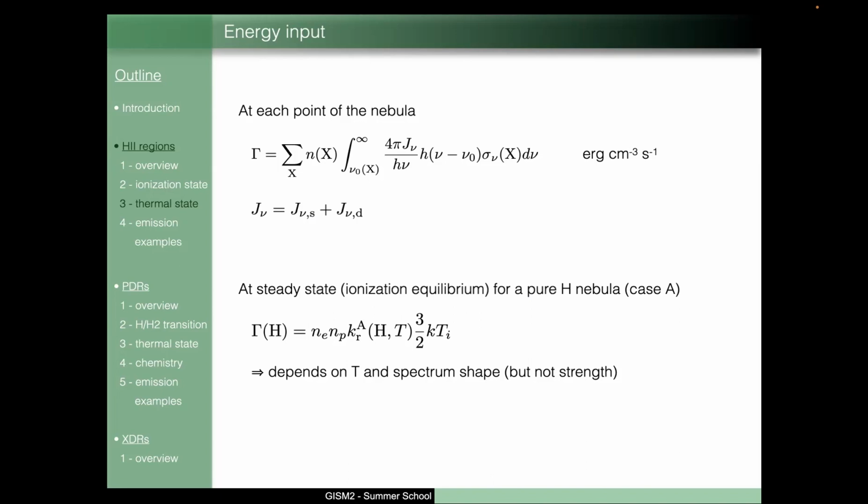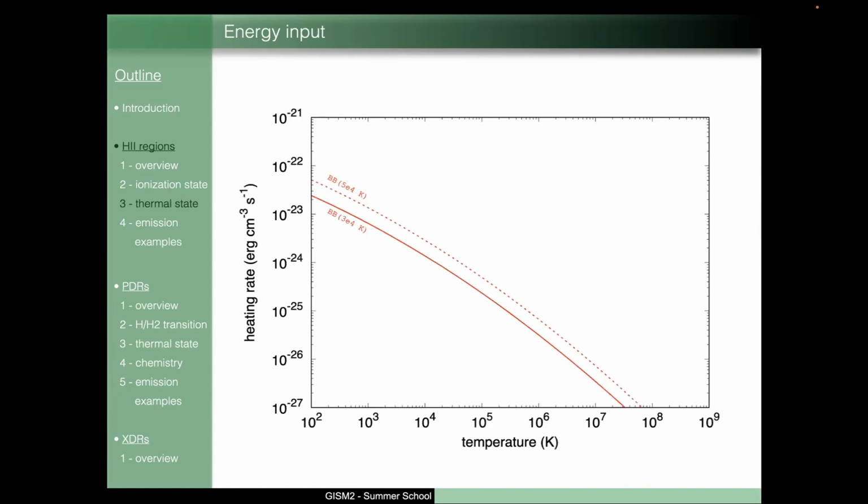But it only depends on the shape of the radiation field through the mean energy of the photoelectron produced. The second thing that you can see is that this equation shows that the photoelectric heating appears to depend on the kinetic temperature of the gas, which was not obvious from this equation. So when we look at this term, we finally obtain this figure.